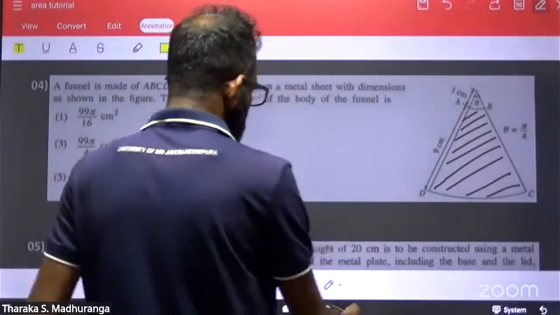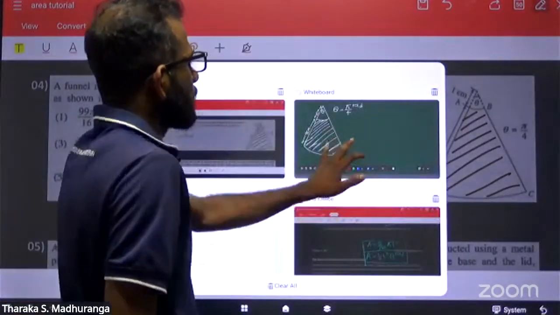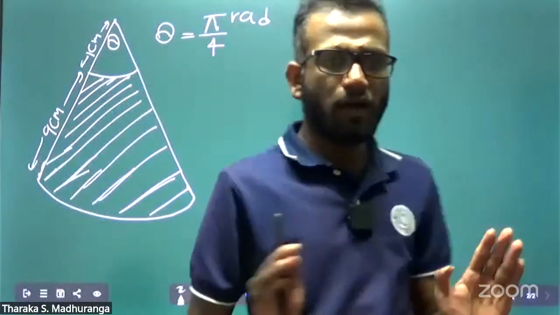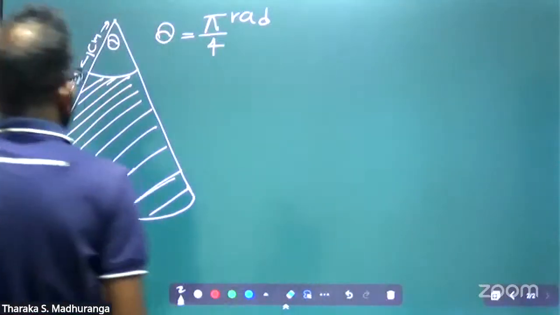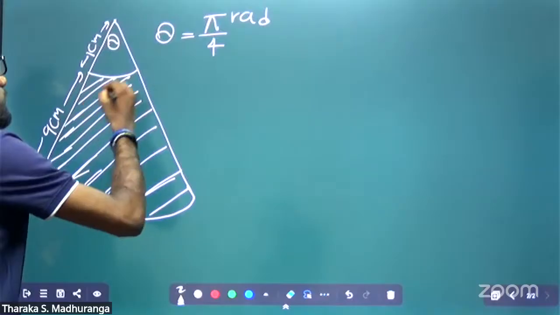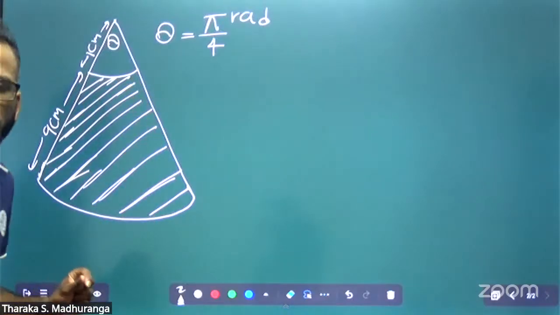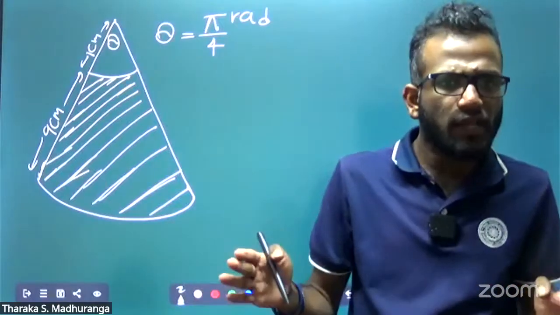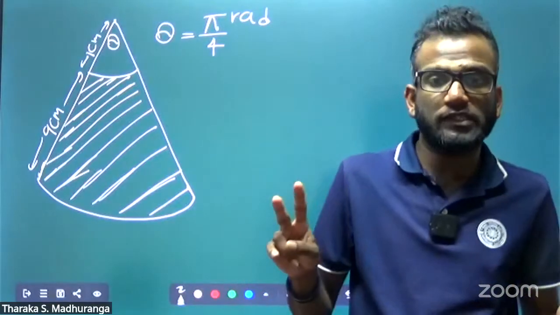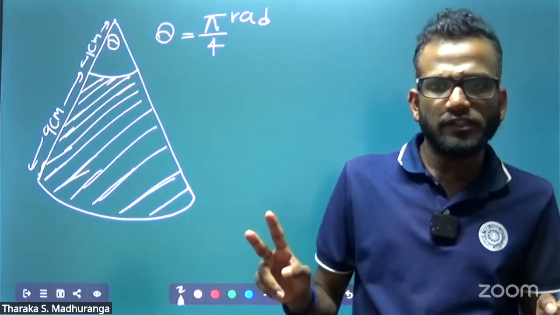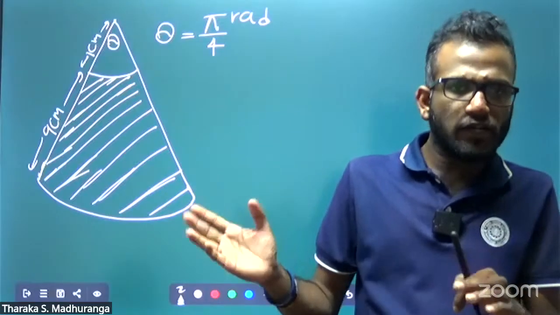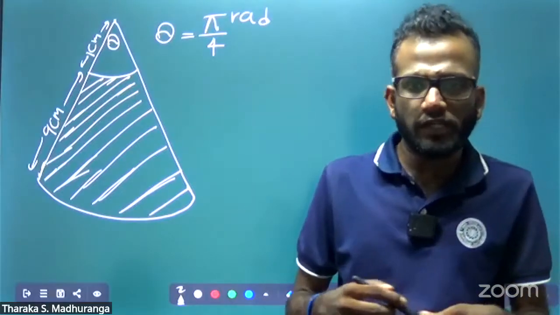Okay, let's try to do this. How do we get this answer? The question asks for this shaded part area. Now it is a sector part. To get the area of a sector, we have two equations, right? What are the equations? Theta over 360 times pi r squared, or half r squared theta radian.